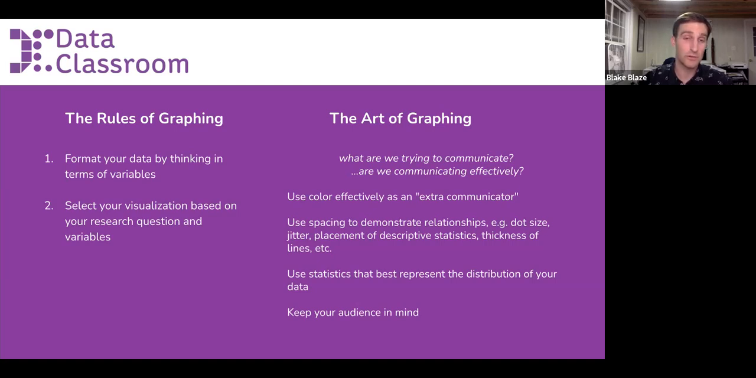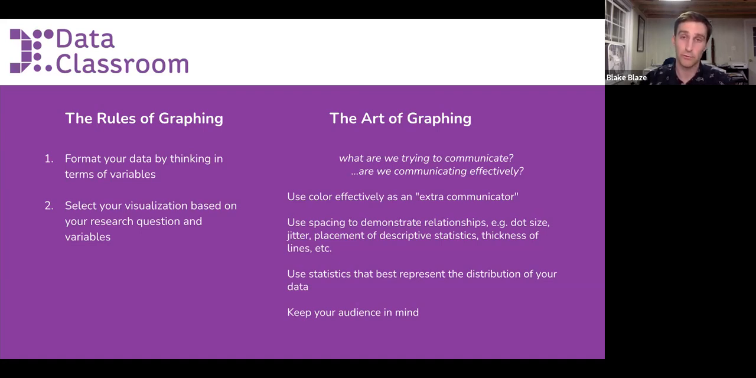Second, you have to select your visualization based on your research question and your variables. There are correct and incorrect visualizations based on your variable type and what type of research question you're trying to answer. But the more subtle piece of this is taking what you can create when you've played by the rules and colored inside the lines and really focused on communicating effectively. So these 4 are not necessarily linear. They're criteria that you might want to revisit and tweak as you work on your graph.